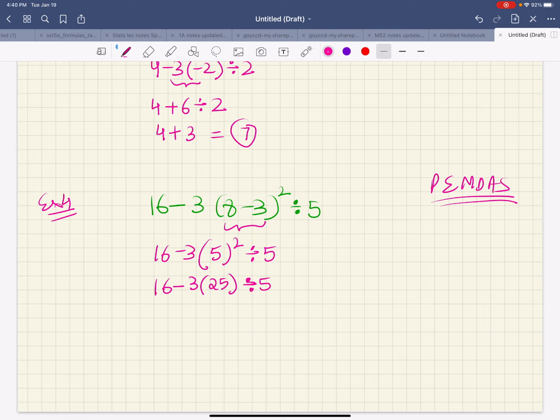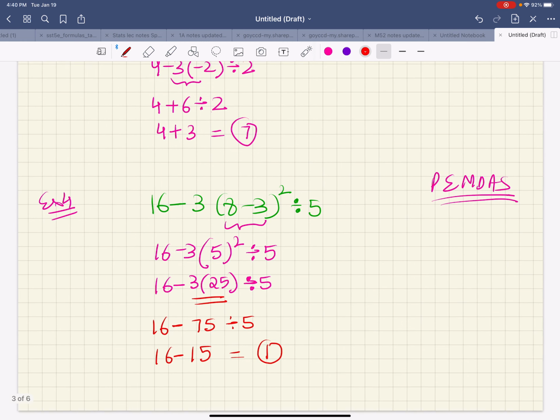Next, following the PEMDAS, there's a multiplication here. This is the multiplication. So 3 times 25 is 75, divided by 5. 75 divided by 5 is 15, and 16 minus 15 is 1. So my final answer is 1.